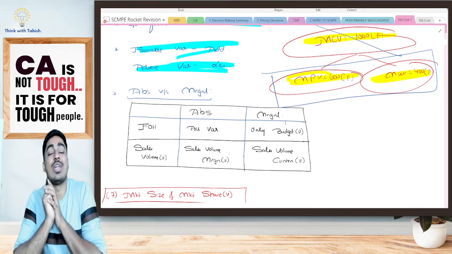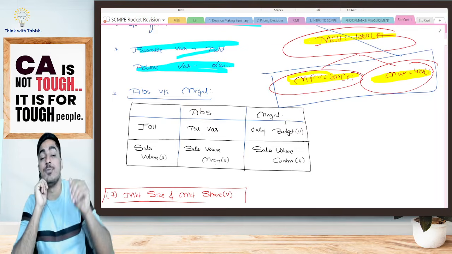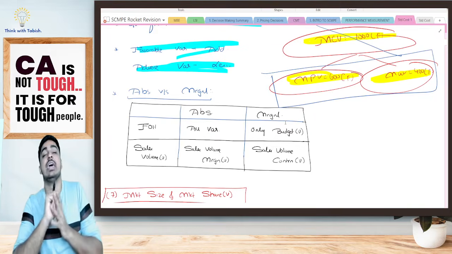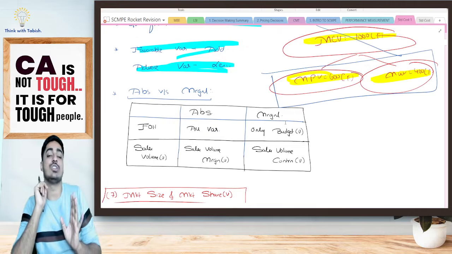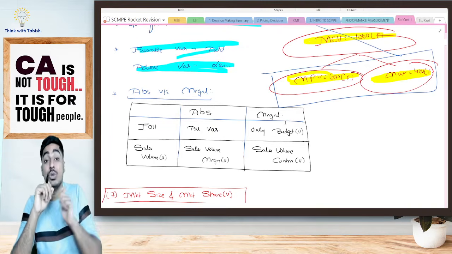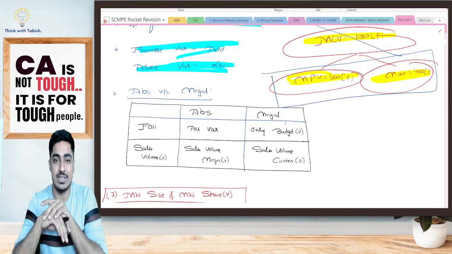Now, two differences. What are the two differences, students? Firstly, in case of fixed overheads: in absorption costing, all my variances I should be considering. However, in marginal costing, only my fixed overhead budget or expenditure variance.